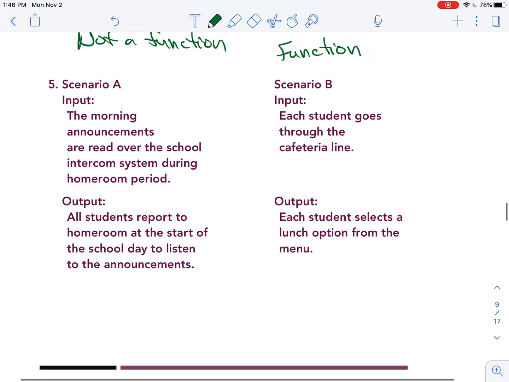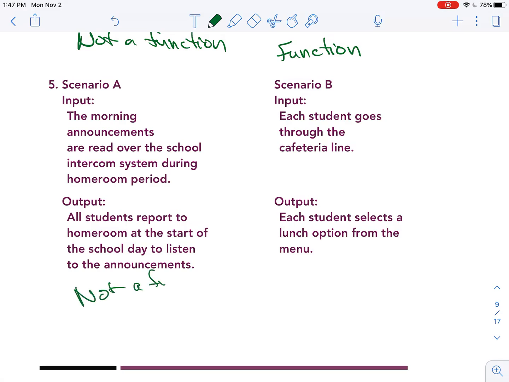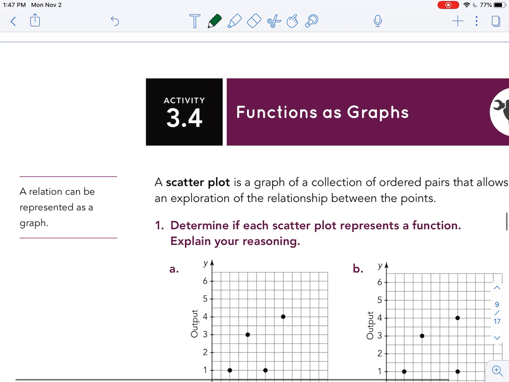Okay, so we're going to look down at number 5, scenario A. The morning announcements are read over the school intercom system during homeroom period. All students report to their homeroom and start the school day to listen to the announcements. I would say that that is not a function, because there's one announcement being heard by all the students. Now, we're going to skip B because it depends on your school on that one.